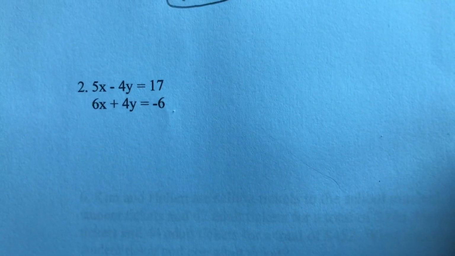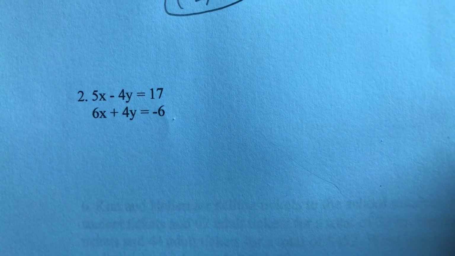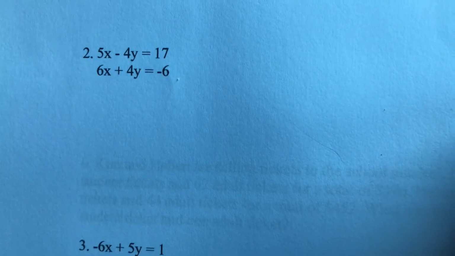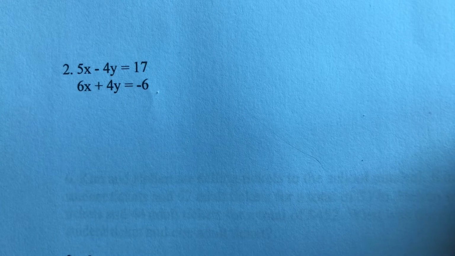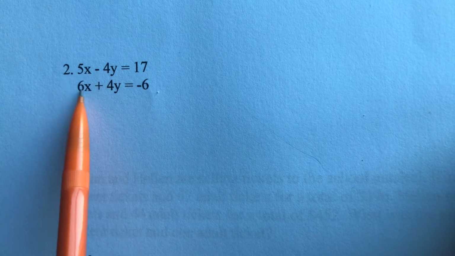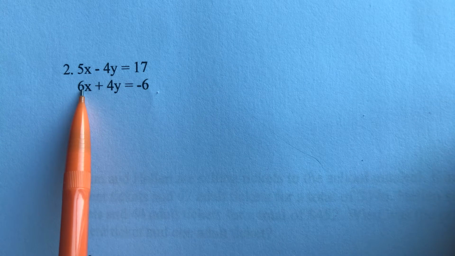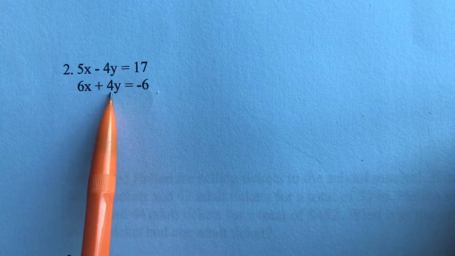Now at any point you can pause your video and try it on your own if you're feeling confident, and I'll remind you along the way. Okay, so here we've got 5 and 6. Well, those are obviously not the same number. Our y's are both 4s, right? That's what we want to see.